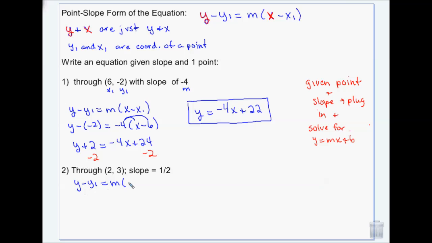So I have y minus 3 is equal to 1 half of x minus 2. y minus 3 is 1 half x minus 1. Distribute that half. So then I'm going to add 3 to both sides. That's a y, not a 2, by the way. And I get y is equal to 1 half x plus 2.